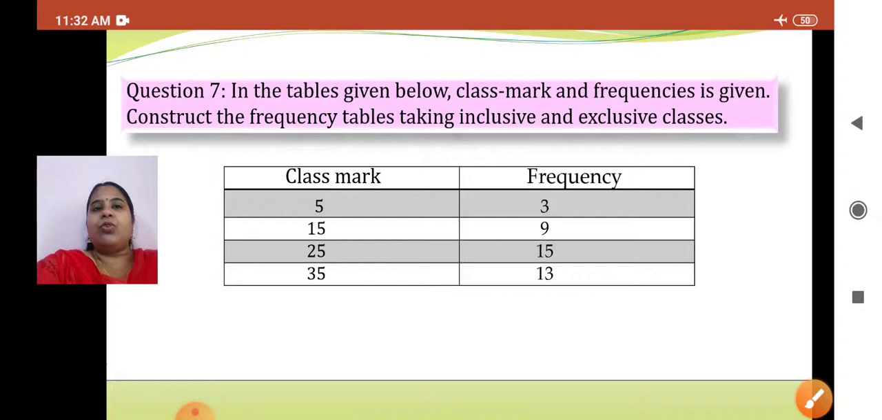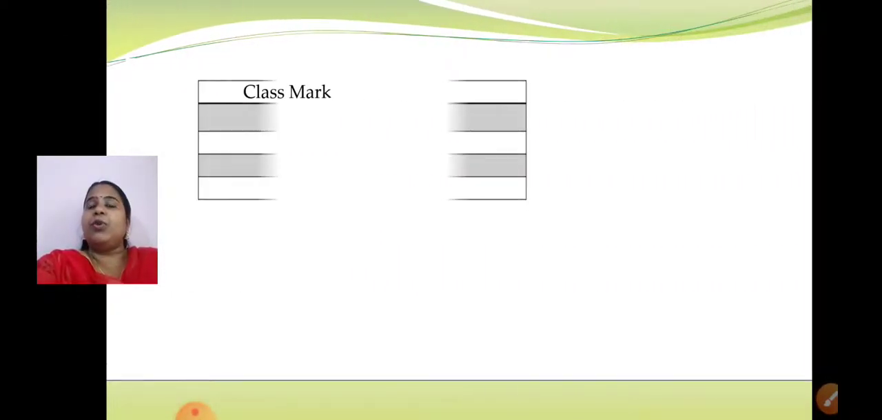Try to understand the question. What is given to us? In the question, class marks are given, frequency is given. They want us to get the class intervals and prepare frequency table. Which type? Both the types. Taking continuous classes also and non-continuous classes also, inclusive and exclusive.